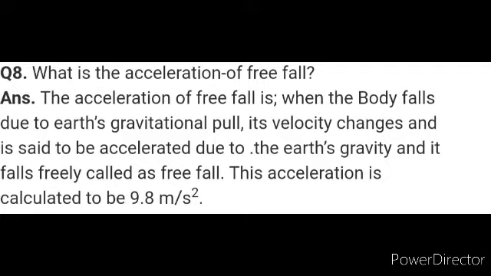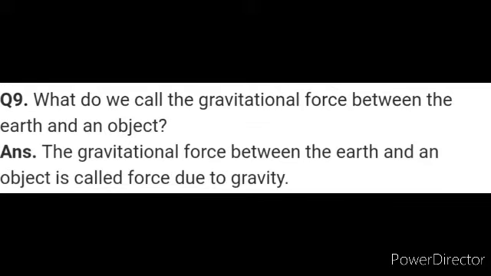Moving on with the next question, number 9. What do we call the gravitational force between the Earth and the object?